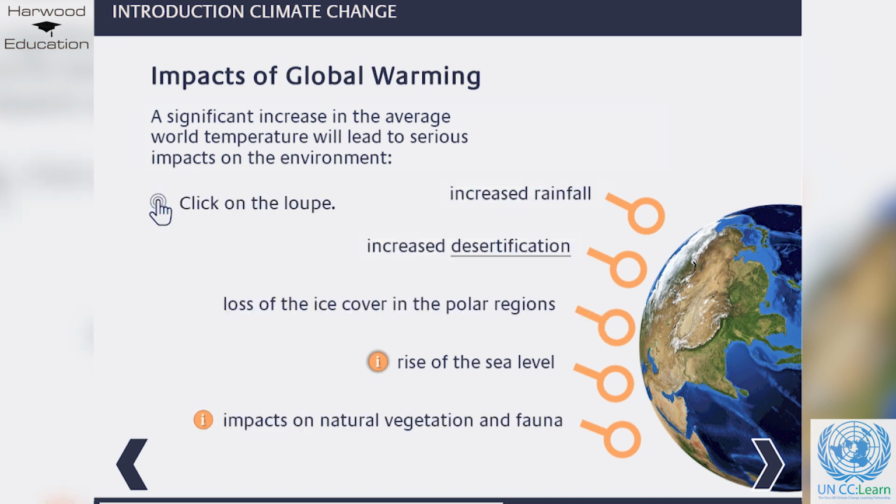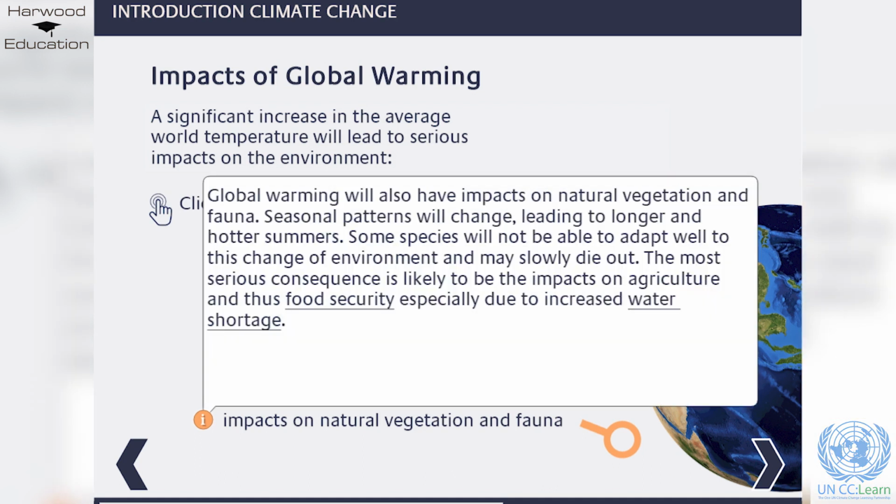Impacts on natural vegetation and fauna. Global warming will also have impacts on natural vegetation and fauna. Seasonal patterns will change, leading to longer and hotter summers. Some species will not be able to adapt well to this change of environment and may slowly die out.